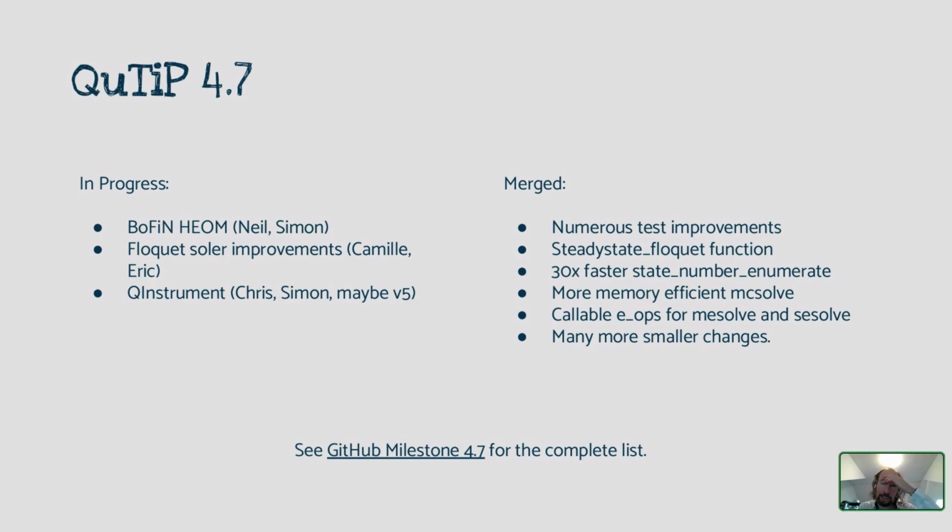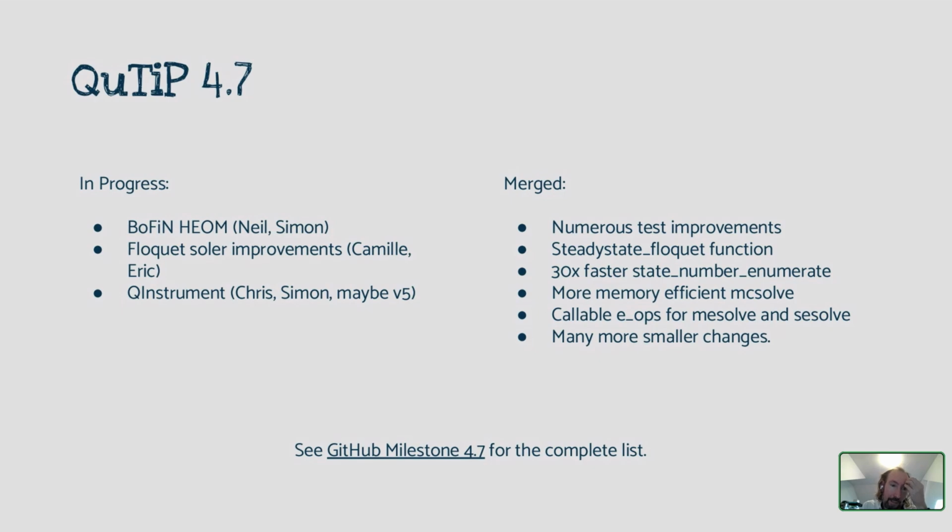We have a more memory efficient mcsolve, and we have the ability to put callable functions into e_ops for mesolve and sesolve. Before, you could only put in measurement operators to extract information from the system, but now you can put in functions which are passed the system state, and those can add numbers to your results that are returned by mesolve and sesolve. And as I mentioned, there are also many small changes that aren't listed here.